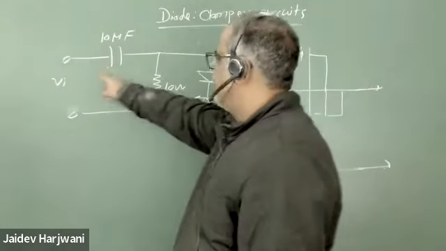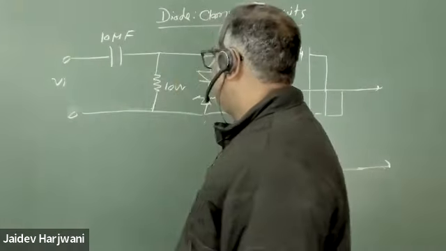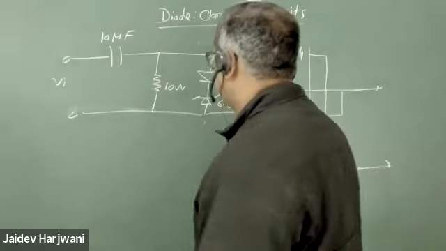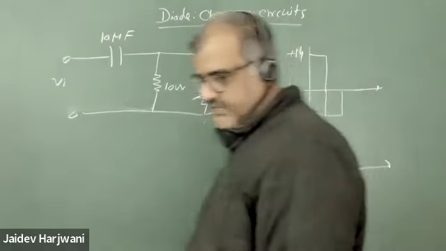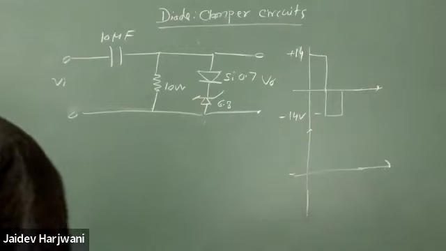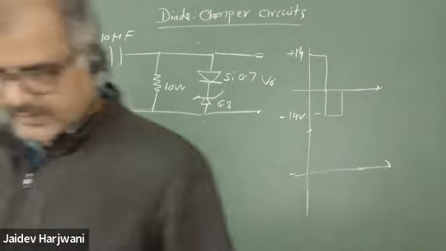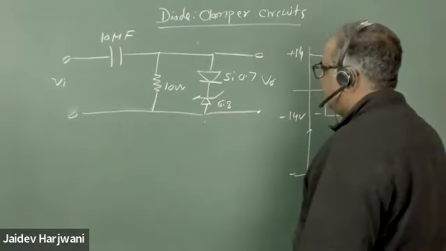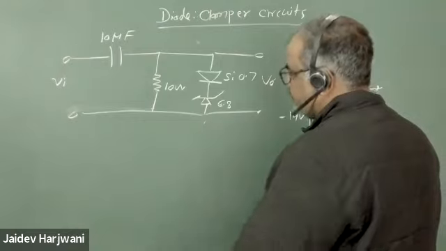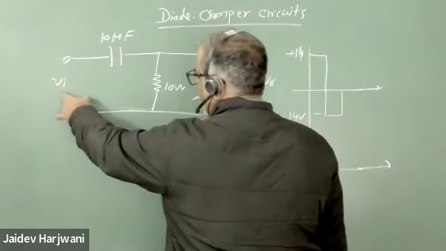If current has to flow through the circuit, what is the condition? Can anyone tell me? Sir, more than 6.8, we take positive voltage. Yes, so 6.8 and 0.7 gives 7.5, so already you have 14 volts.